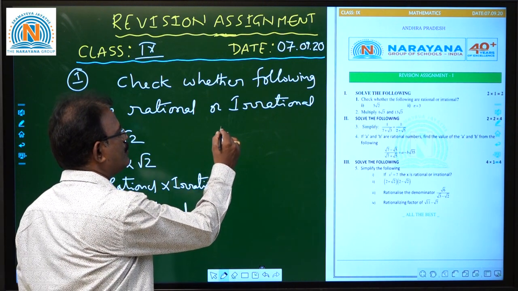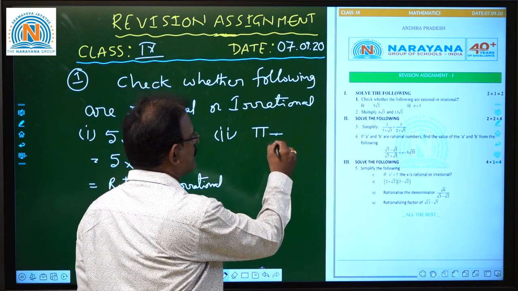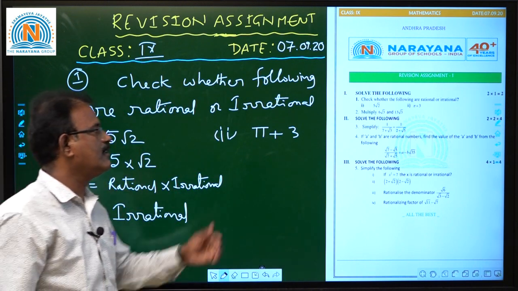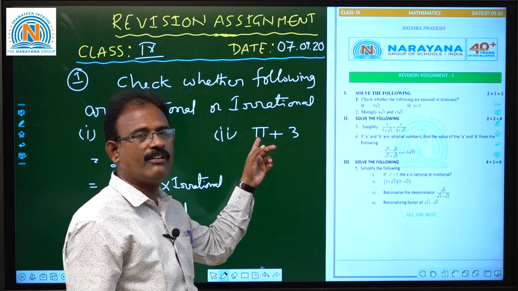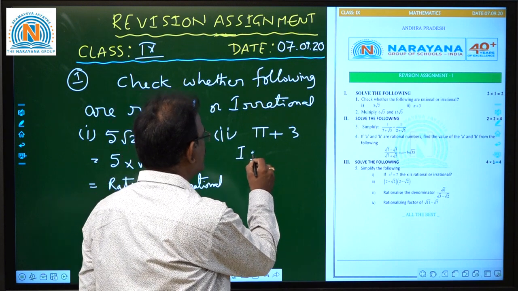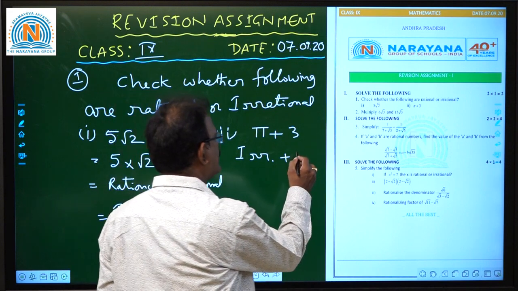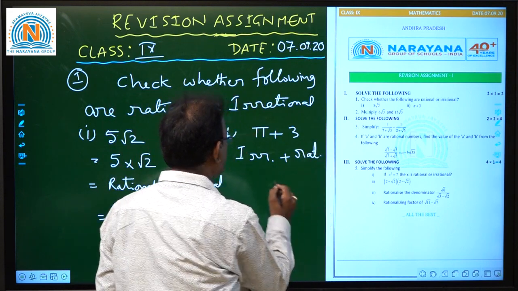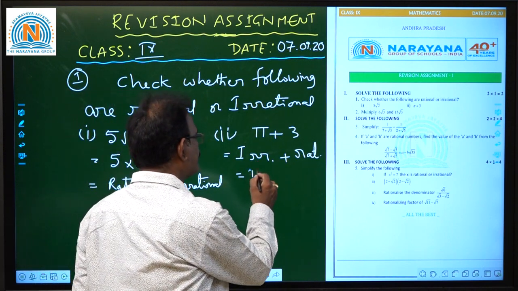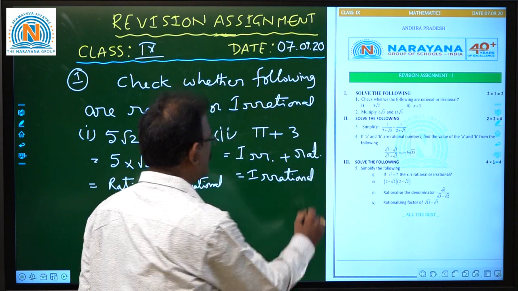And what about the second one, children? Second one is pi plus 3. Sum of irrational and rational. We know very well, children, pi is irrational. What about 3? 3 is rational. Then when you add both, you will get irrational.